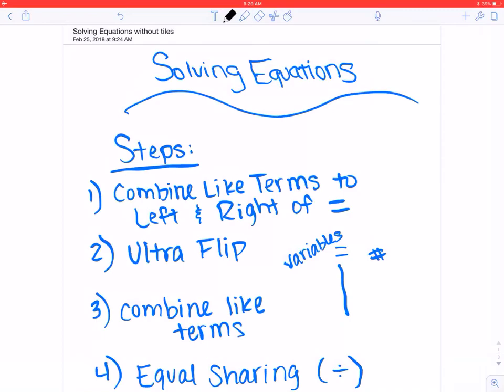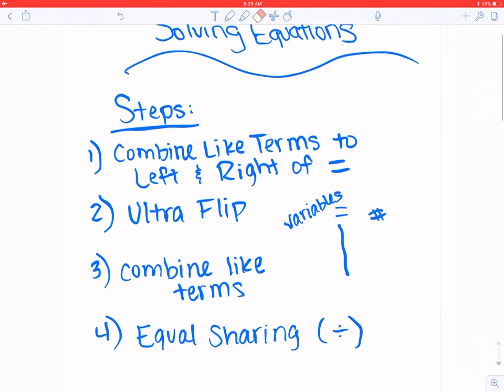Let's do some review on solving equations without our tiles. So remember, our first step is to combine our like terms to the left and the right of our equal sign. Our like terms over here, our like terms over there. We need to combine our like terms first.